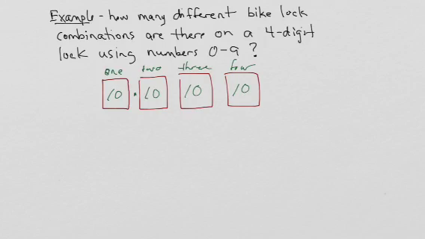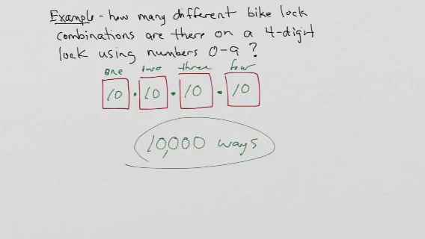Now we're going to go back through and multiply these numbers times themselves. 10 times 10 times 10 times 10, or 10 to the 4th power, which is a 1 with 4 zeros. So there are 10,000 different ways to do a bike lock combination.